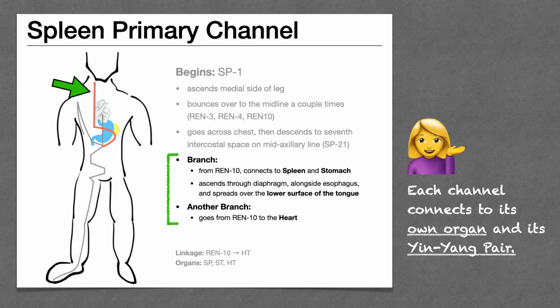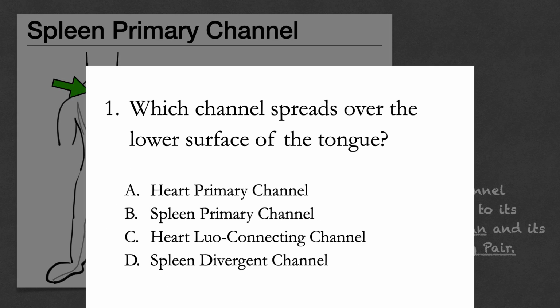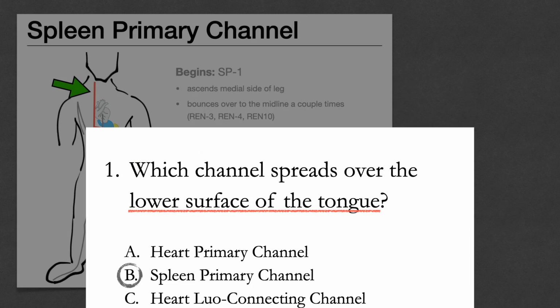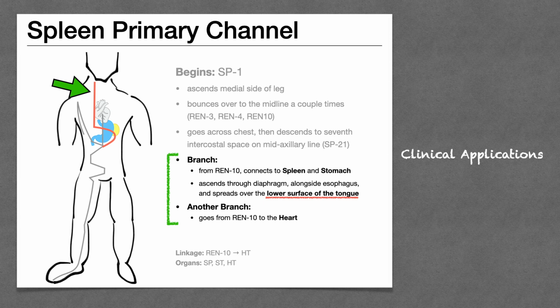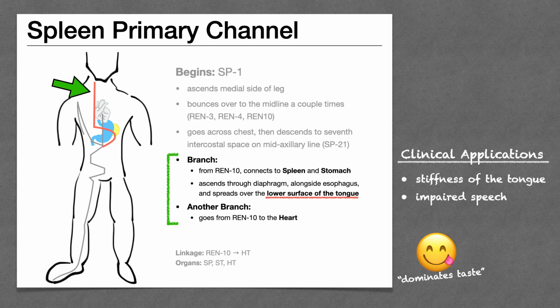Now this is important partly because they like to ask this question on tests, and we should point out that the spleen primary channel specifically spreads over the lower surface of the tongue, just because there are other channels that just go to the root of the tongue and stop there. So if you ever get a question on a test about which channel spreads over the lower surface of the tongue, make sure you say the spleen primary channel. But this will also come up when we look at the point functions. We'll see that some points are indicated for stiffness of the tongue and impaired speech. Maybe you can remember that the spleen dominates the sense of taste, so it makes sense that the channel connects to the tongue.